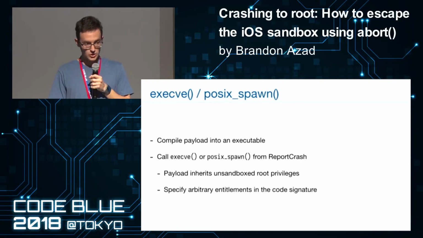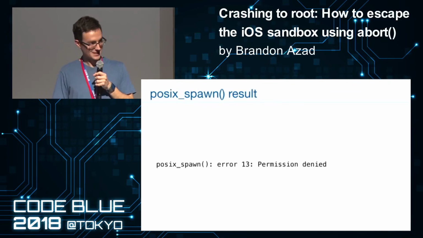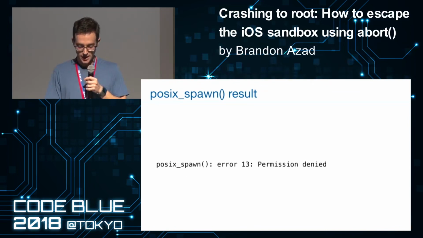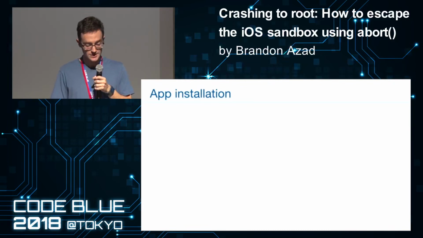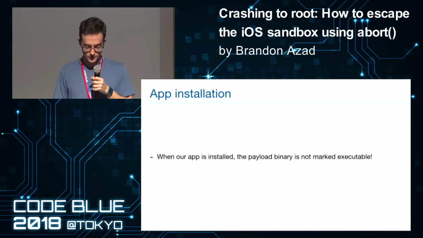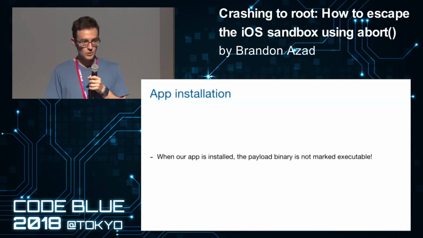there. So I tried it, and I got this error message, which is not exactly the clearest error message I've ever seen, but eventually I was able to work out what was going on. The problem is that when our app is installed on the phone, the payload binary is not being marked as executable. And in fact, this actually makes a lot of sense, since under normal circumstances, an app would never be just randomly spawning binaries that are part of its app bundle. But we're not in normal circumstances, we're writing an exploit.